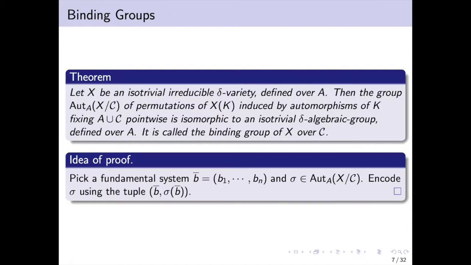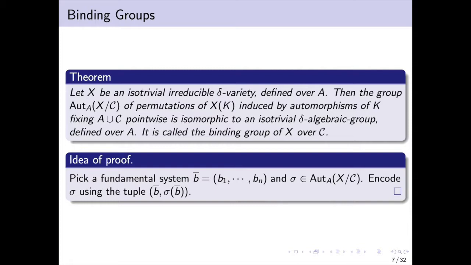Okay, and so the reason why these are very nice is because they have what model theorists call the binding group, and I guess in differential algebra it's mostly called the Galois group. So if I have an isotrivial irreducible delta variety X over A, then this group that I'm calling Aut(X/C, A) is the permutation of the points in big K of X induced by automorphisms of the big field K fixing A and the constants pointwise.